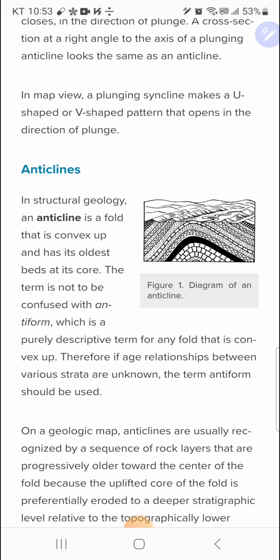The term is not to be confused with antiform, which is a purely descriptive term for any fold that is convex up. Antiform, anticline. Therefore, if age relationships between various strata are unknown, the term antiform should be used.